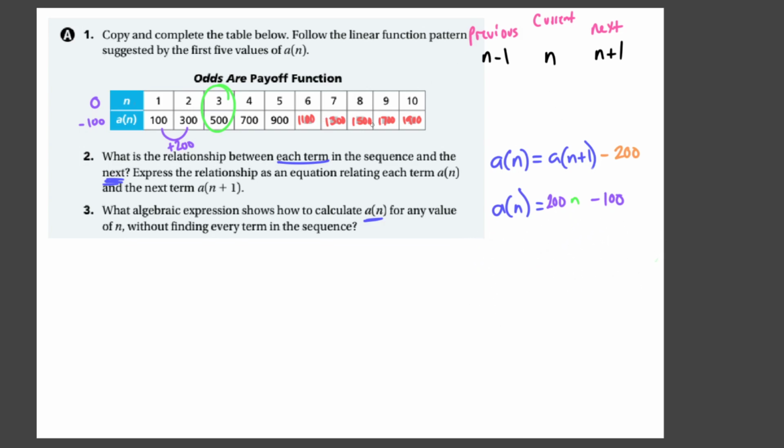Answer to question 1 is filling in the table. Answer to question 2, write it in terms of either the next or the previous, whichever one it's asking for. And answer to question 3, you're writing that linear-looking equation for this sequence by finding the change. How much is it changing by, which you found in the beginning. And then, where is it actually starting? Remember where it's equal to 0.